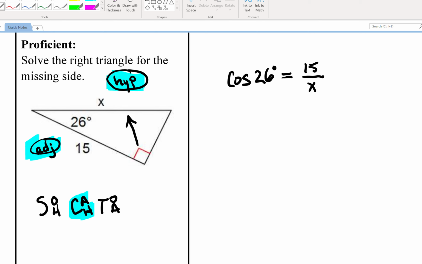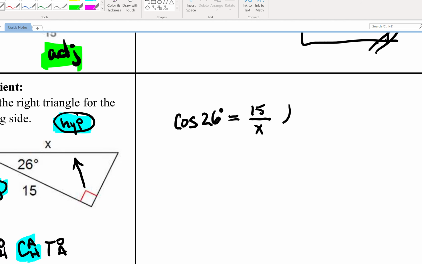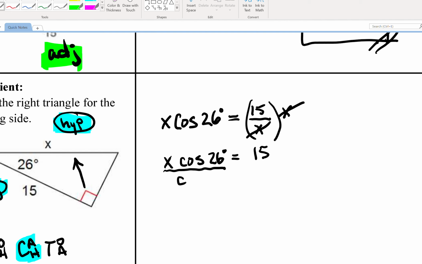Now, this one is a little bit different than some of the others because unlike the last one, where X was up in the numerator, this time X is down in the denominator. And so we want it to be up. 15 is being divided by X. I'm going to multiply both sides by X. And then what I have as a result is X times the cosine of 26 degrees is equal to 15. Well, I don't have my X alone, but now at least it's not in the denominator. So I'm going to divide both sides by the cosine of 26 degrees.